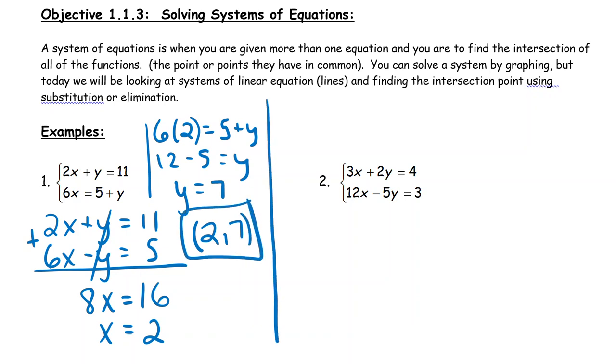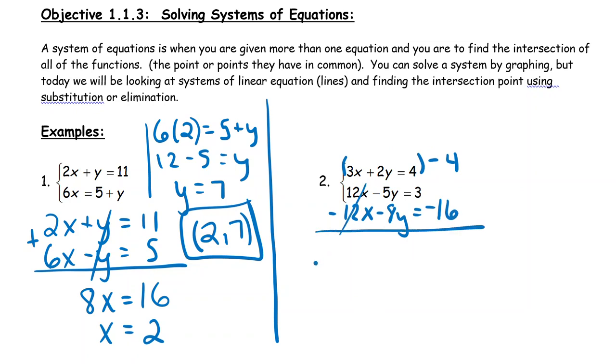Example 2. Doesn't look like substitution is going to be a good bet for this one. I could have used substitution, I suppose, for number 1. I'm going to go to elimination. I'm going to get my y's to eliminate. Oh, you know what? Second glance, let's get my x's to eliminate. I'll multiply the top row through by -4, and then that will give me -12x minus 8y equals -16.